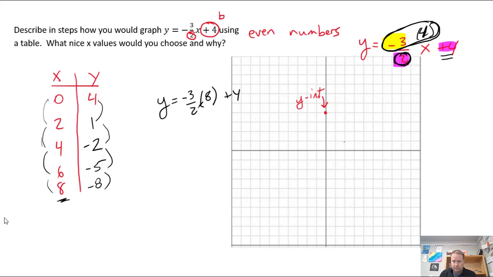Over 2 up 1 is that dot right there. Over 4 down 2 is right there. And all these things, oh, I didn't go down 2, did I? Well, I was going to say they all make a straight line, and then that one wasn't going to make a straight line. So over 4 down 2, over 6 down 5, and you can see that all these lines right here are just making a straight line because it's a linear equation. There they are. All right.